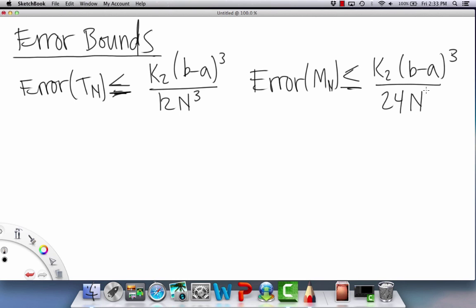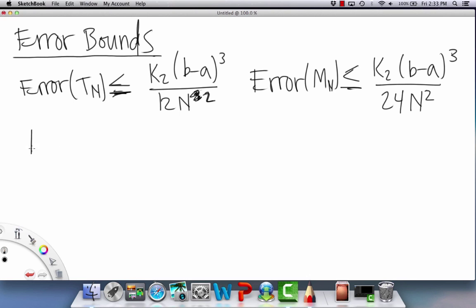So that's the important distinction here. And also, I'm sorry, that n should be to the 2, not the 3. Getting my 2's and 3's mixed up. Okay, so n, again, is the number of subintervals that you have.